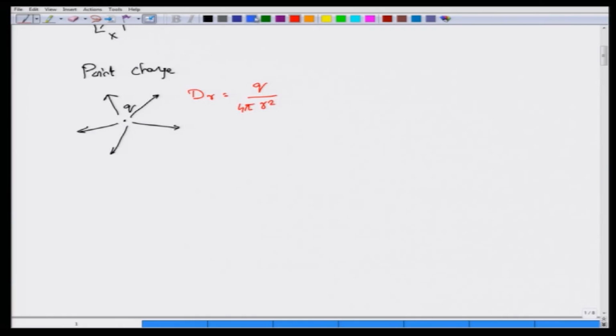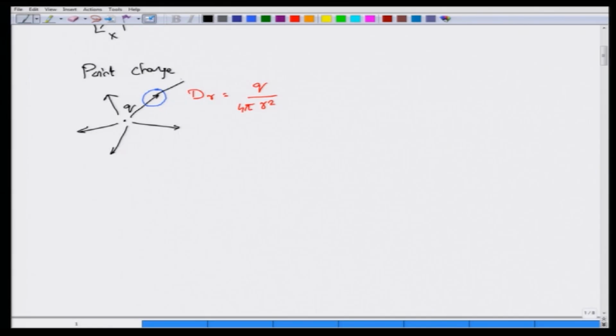Now, you imagine that I am going to put a small volume. Let us actually try to put a small sphere at any point, okay, not at the origin. See, the charge is placed at the origin, but my Gaussian surface that I am placing, which encloses a volume which is essentially a sphere, I am going to place at some other point, okay.